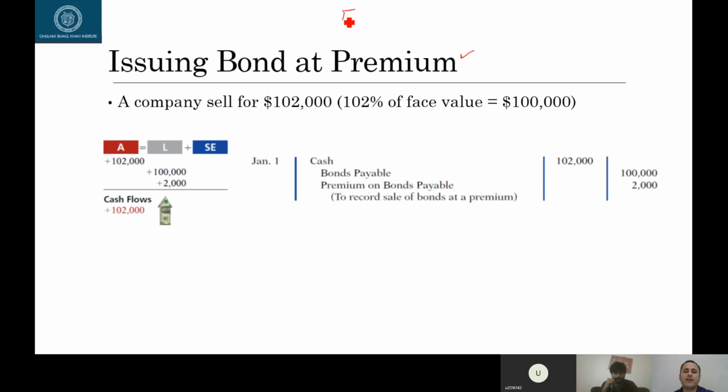So the face value of the bond is 100,000. Let's say I sold that bond for $102,000. It means the additional $2,000 I received was my premium. It is also called 102% of the face value, which is exactly the same thing. So I sold a bond whose face value was $100,000, but I received cash of 102,000. Yes or no, Junaid? Yes, sir.